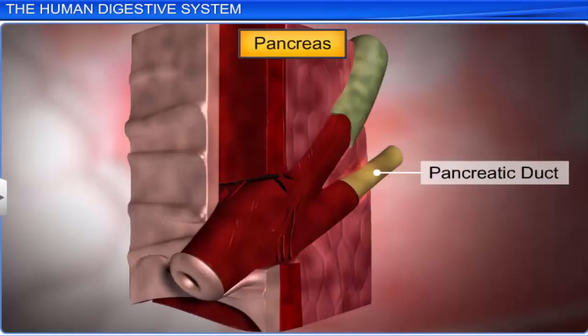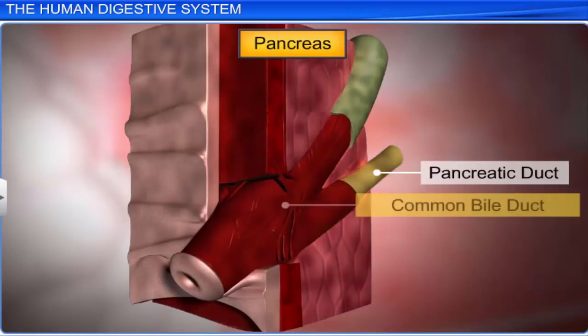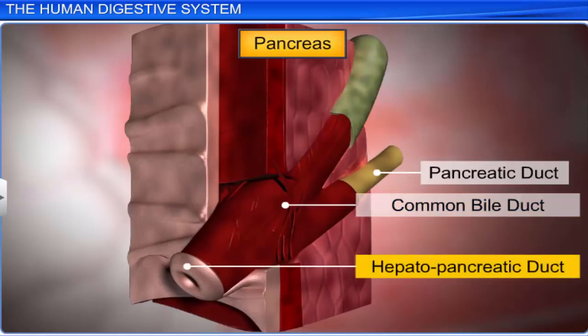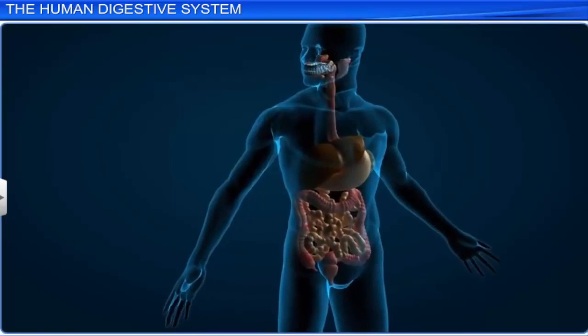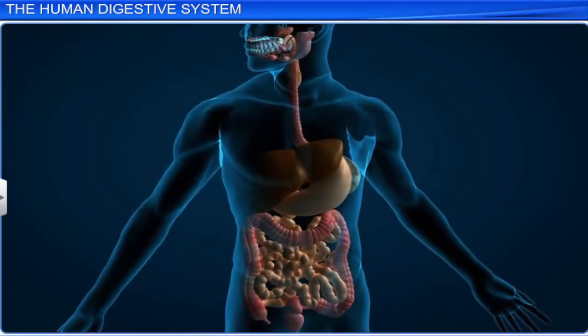The pancreatic duct, which carries the pancreatic juices from the exocrine portion, joins the common bile duct, and both of them open into the duodenum as the hepatopancreatic duct, which is guarded by the sphincter of Oddi. Together, the organs of the alimentary canal and the associated glands digest the food we eat and absorb the digested food.